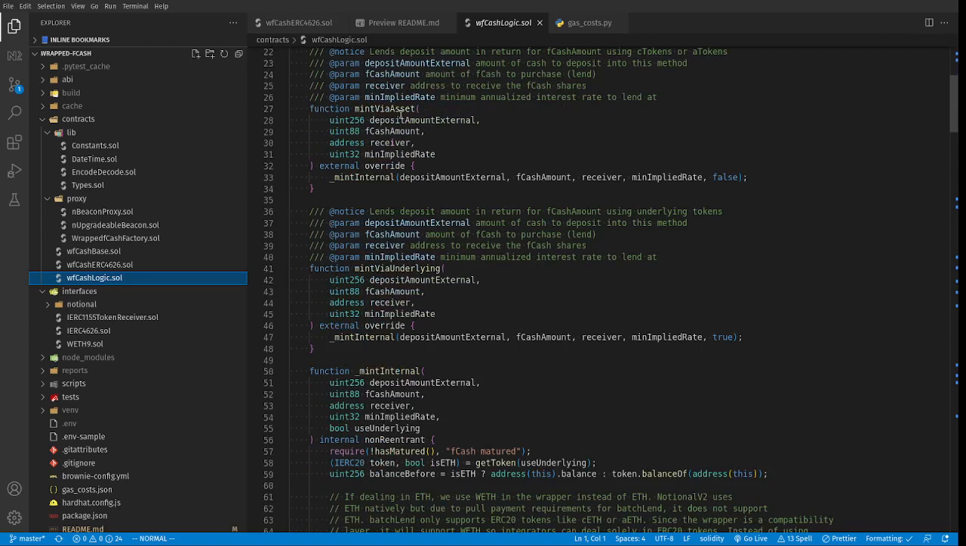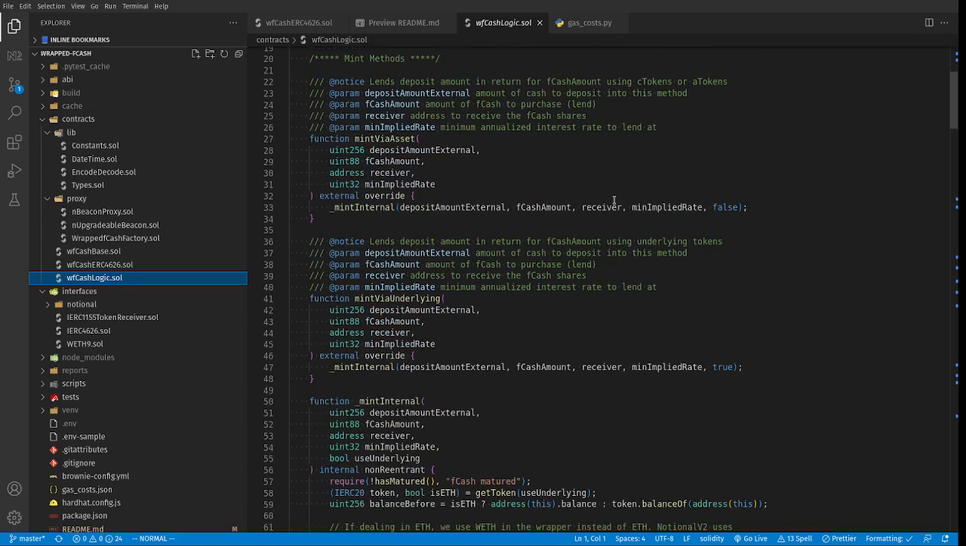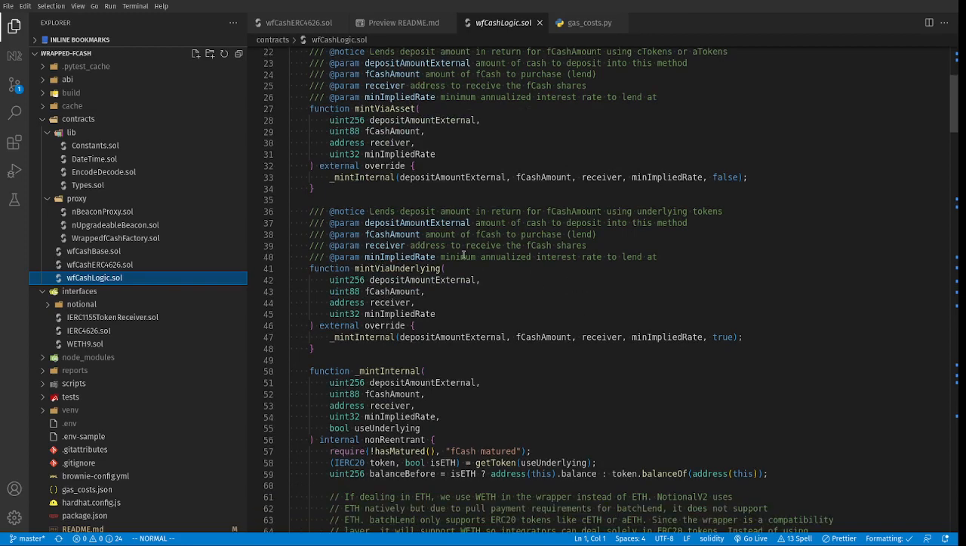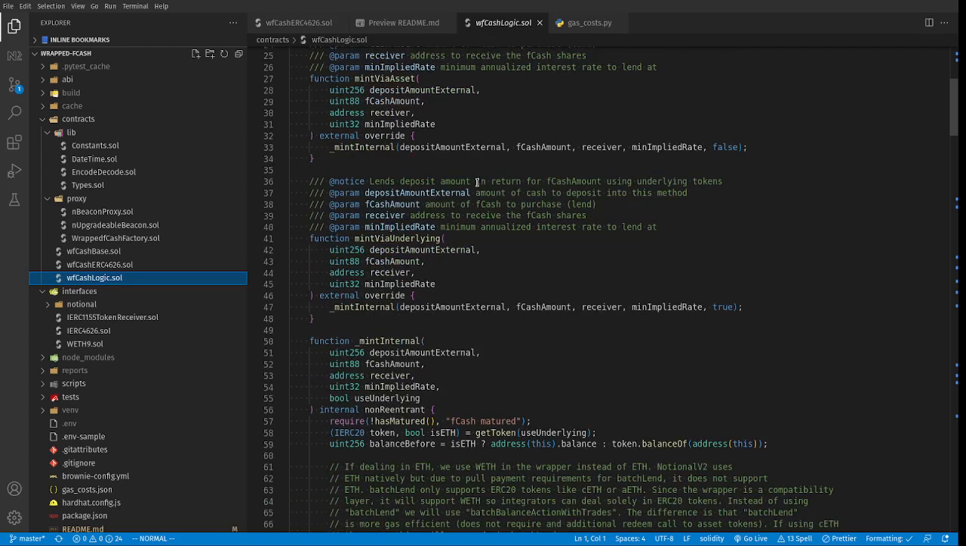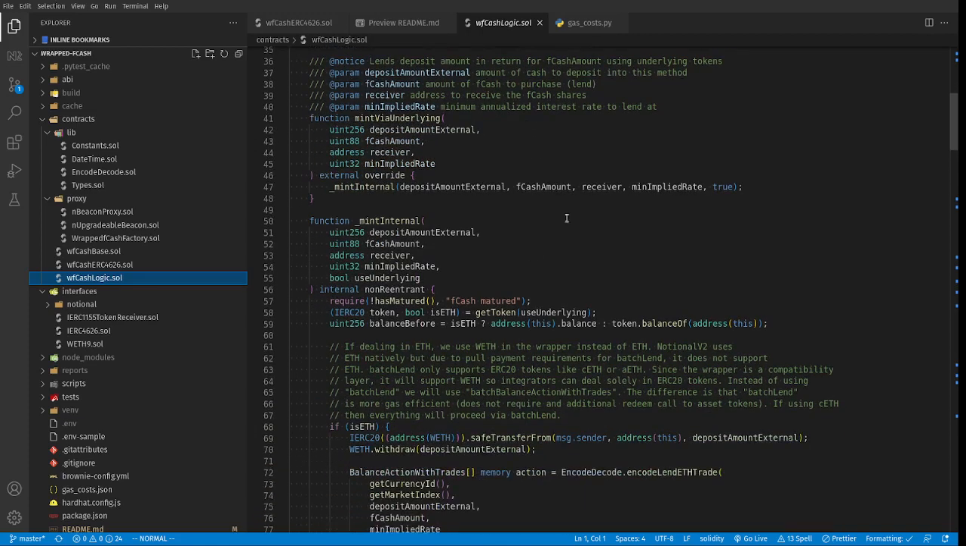So we have these two mint via asset and mint via underlying implementations. So mint via asset means transfer cTokens or the asset token into Notional to do the lending, and then underlying will be like transfer DAI to do the lending. So this just gives the caller some optionality based on what token they're holding. Lending via cTokens is going to be more gas efficient. There's going to be fewer hops involved in that, and so some users might opt to do that.